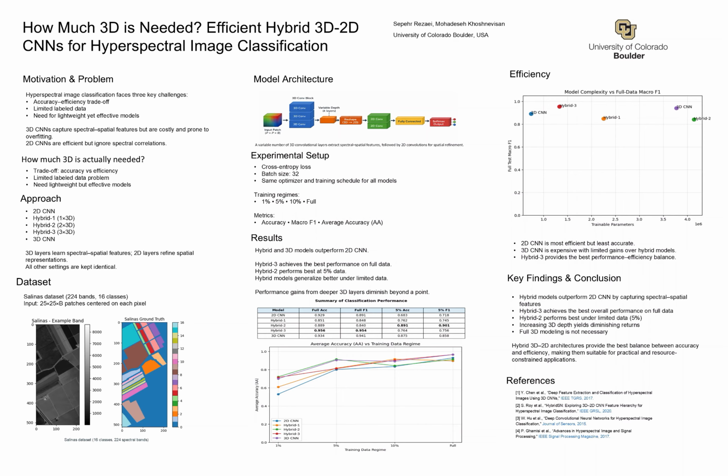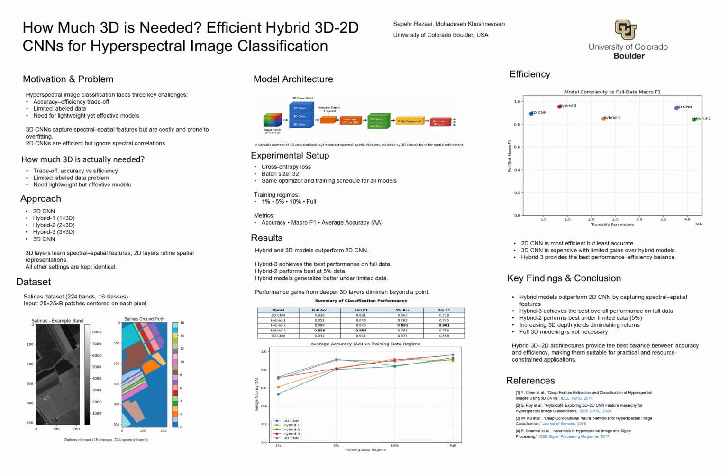To answer this, we design a family of models with increasing 3D depth. We start with a 2D CNN, which uses only spatial convolutions. Then we build hybrid models. Hybrid 1 uses one 3D convolution layer at the beginning, so it captures basic spectral spatial features. Hybrid 2 uses two 3D layers, which allows deeper spectral spatial modeling. Hybrid 3 uses three 3D layers, capturing more complex spectral interactions before switching to 2D.